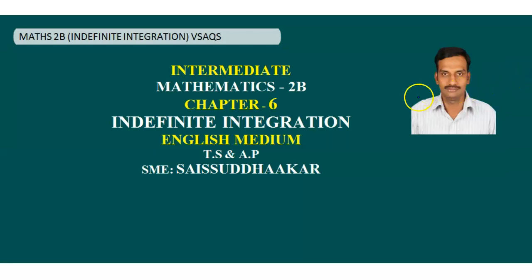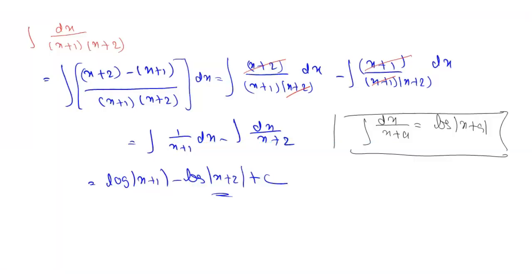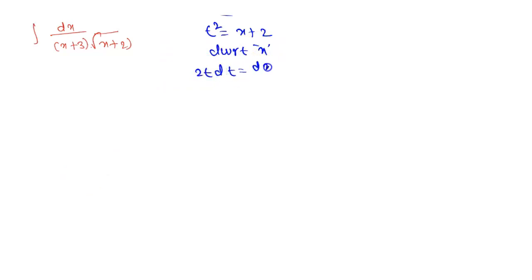Right. Next question goes to, here the question is integral dx by (x plus 3) into root over (x plus 2). For this question I am taking t square is equal to x plus 2. This function I am taking as t square. So differentiate with respect to x: 2t dt is equal to dx.